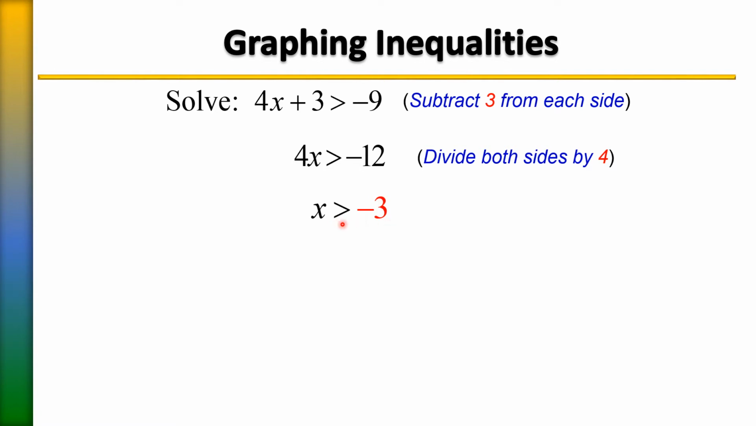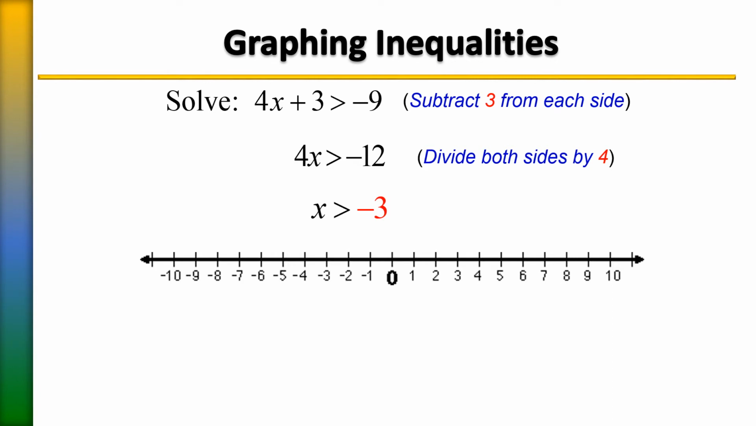Now, because you don't see a line here, that means it does not include negative 3, which means when we graph it, we're going to use an open circle. Let's get our number line, and at -3, you're going to have a circle that is open. Our arrow tells us that this graph is going to be moving to infinity to the right. And so we place our arrow there, and it goes on and on to positive infinity.